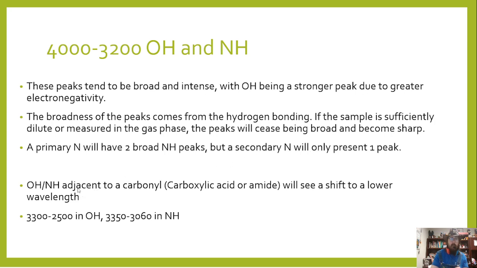Now, if these are adjacent to a carbonyl, like a carboxylic acid or amide, they will shift to a lower wavenumber. So, for example, we'll shift further to the right. In general, OH is 3,300 to 2,500. Oh, that'd be with the amide. And NH would shift from 3,350 to 3,060. So they're shifting to the right a little bit.